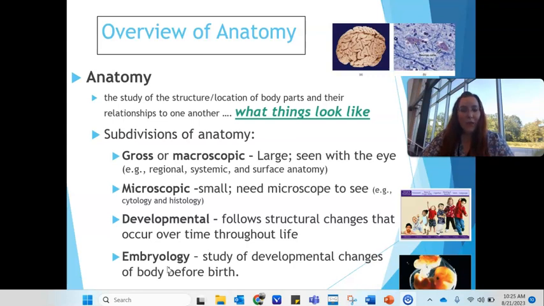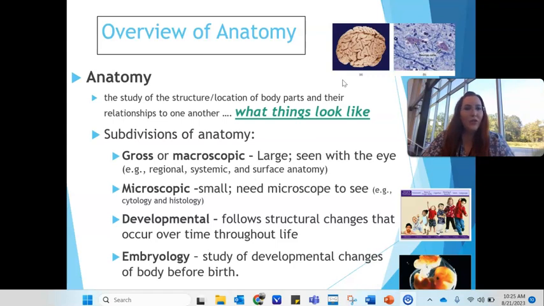Developmental versus embryology. Developmental anatomy follows how the body changes throughout lifetimes. Now, this can be once a human is born and how they change throughout their life. You can see this picture here. And then embryology is kind of like a branch of developmental biology. It's the study of developmental changes of the body before birth. So from conception until the baby is born.